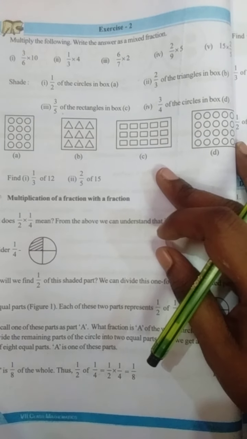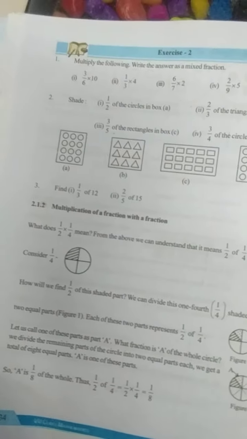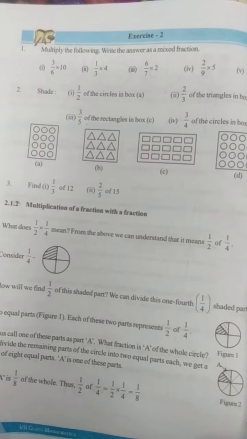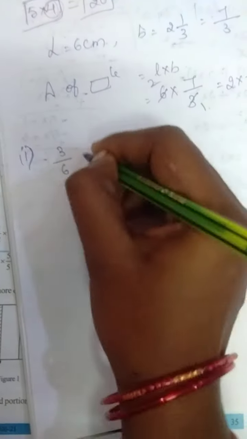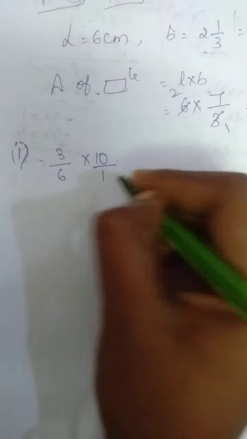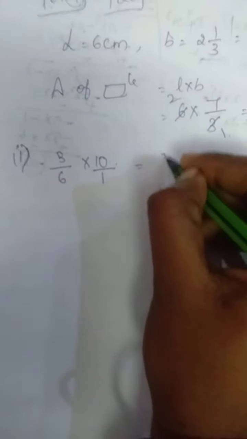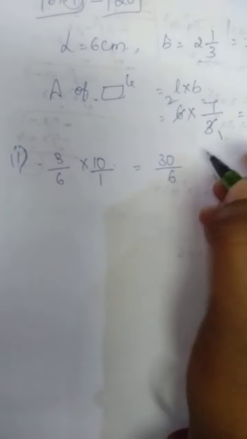Just see this exercise. Multiply the following, write the answer as a mixed fraction. Okay, already you know what is a mixed fraction. Just you have to multiply that one and convert into a mixed fraction. See the first question, that is 3/6 into 10. How can you multiply? If denominator is nothing, you have to take it as 1. Okay, see here: 3 10s are 30, 6 1s are 6, 6 1s are 6, 6 5s are 30.